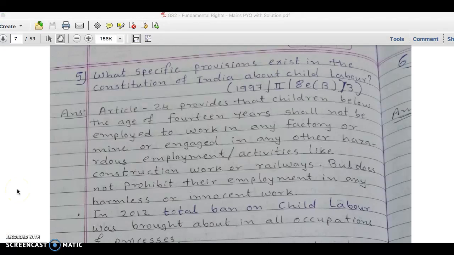Now you can just note down a few of the points, some of the basic structure listed by judges in various judgments. So instead of remembering all the cases, you can just note down these points. First point is supremacy of the constitution. Second is sovereign, democratic and republican character of the Indian polity, secular character of the constitution, separation of power between legislature, executive and judiciary.